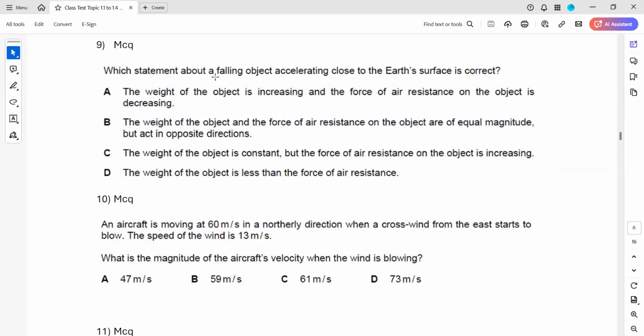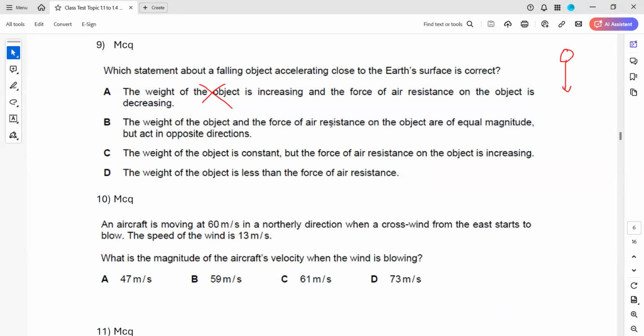Which statement about a falling object accelerating close to the earth is correct? If the object is falling and it is accelerating, like there's a falling object and it is coming down, so we have to check which statement is correct. Weight of an object increases, that is wrong. Weight of an object will not change.